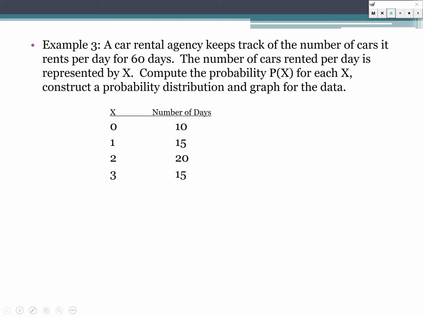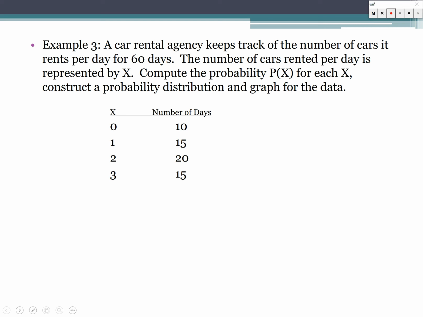So the first two we looked at dealt more with classical, aka theoretical probabilities. You have a sample space, and based on your sample space, you could find your corresponding probabilities. Now with our third example, we have a car rental agency, and it keeps track of the number of cars it rents per day for 60 days. So now we're dealing more with the empirical probability. We have actual collected data.